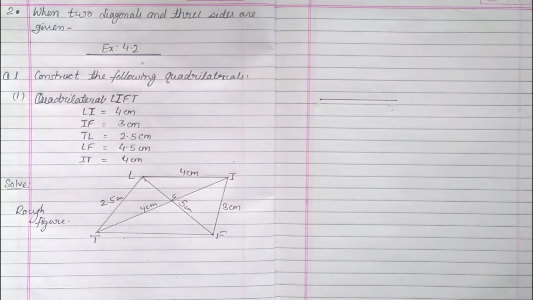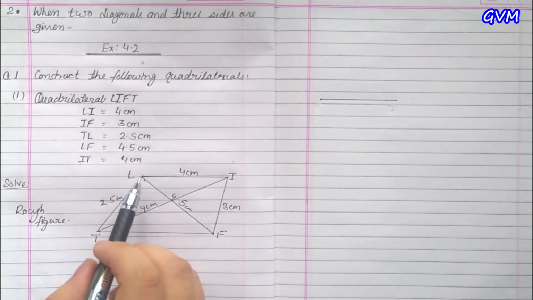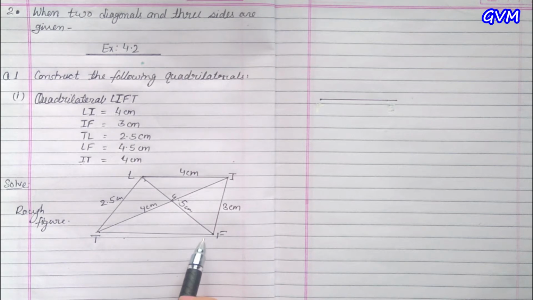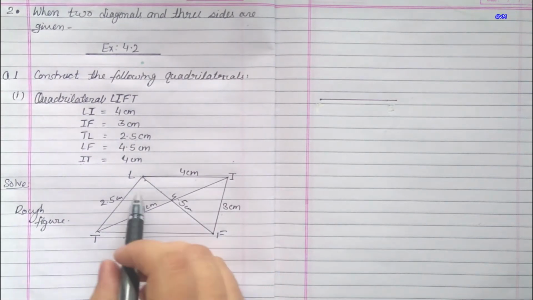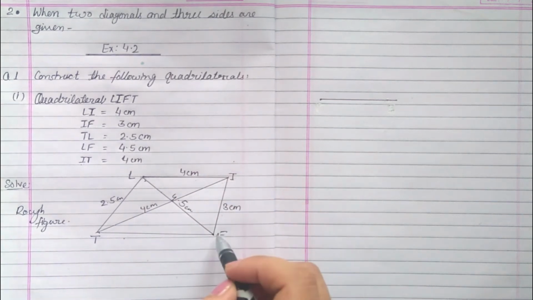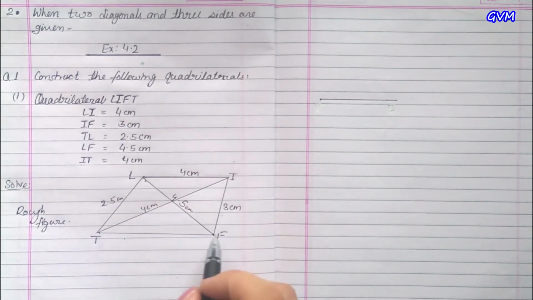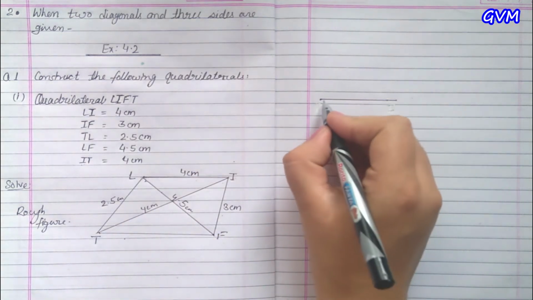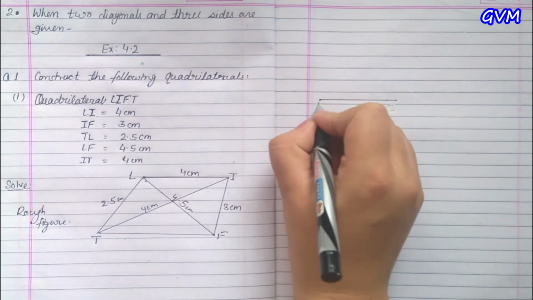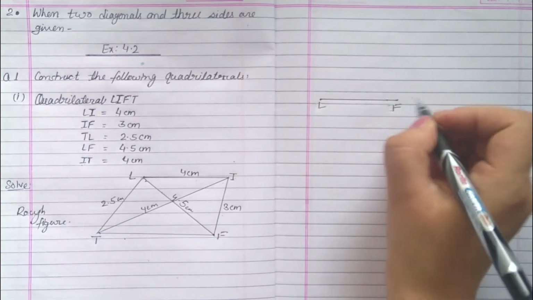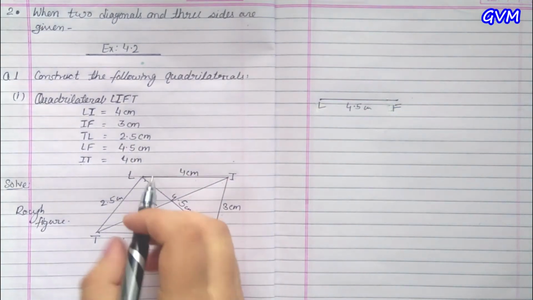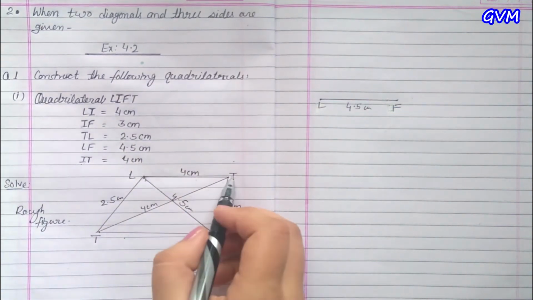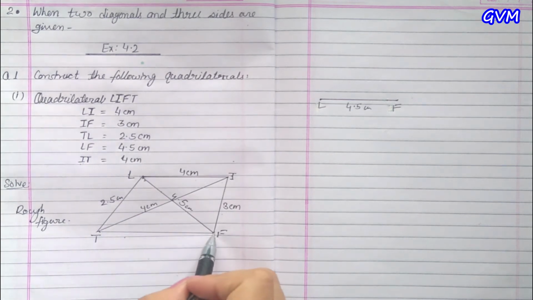For construction, first take the diagonal LF. I am taking LF because I have the other two sides known, that is LI and IF. To construct these two lines I have the measurements, that's why I have taken this diagonal. So this is a line LF, this is L, this is F, and it is 4.5 centimeter in measurement. Now from L we need to construct LI and from F we need to construct FI.